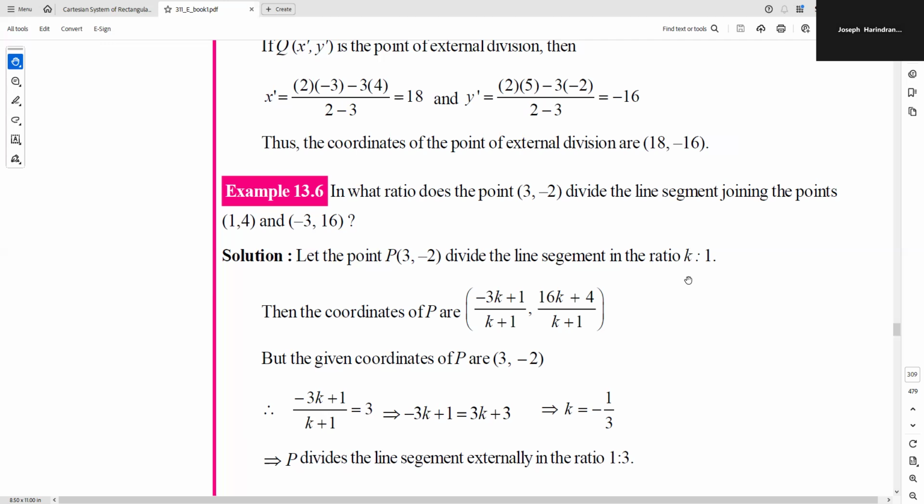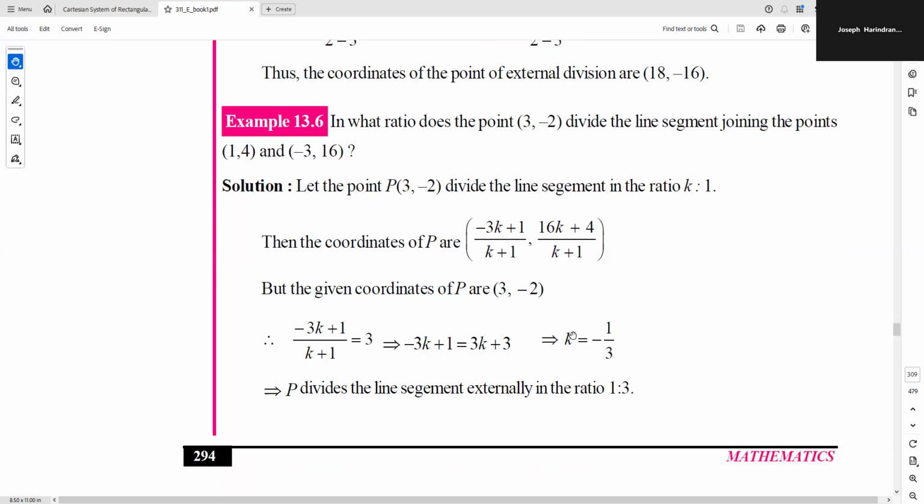Only the ratio has changed. It's not m1 is to m2, but it is k is to 1. Similarly, the y coordinate you can figure out: 16k plus 4 whole divided by k plus 1. Now the coordinates are given, so you can equate the x coordinate to 3 and then solve for k. That's all. You can also equate the y coordinate to minus 2 and get the same value for k. Now, the value of k is negative in this case. What does it signify?